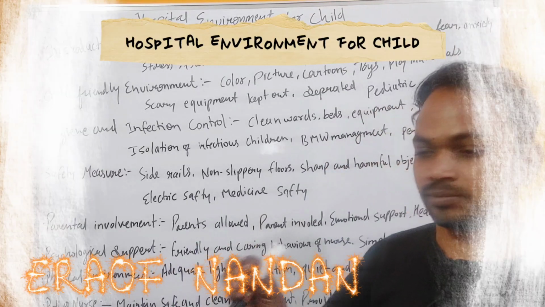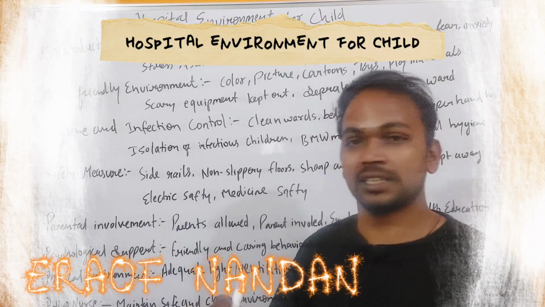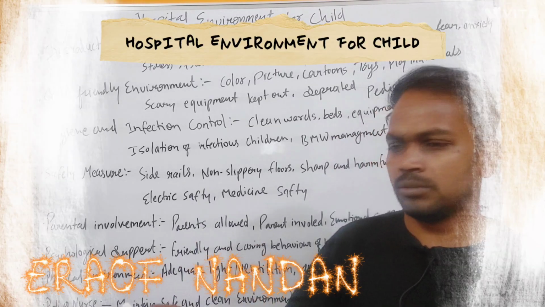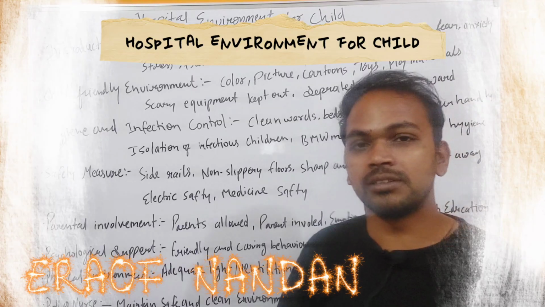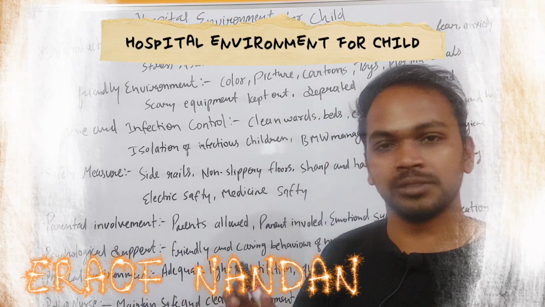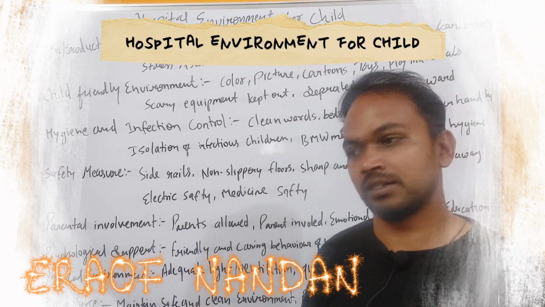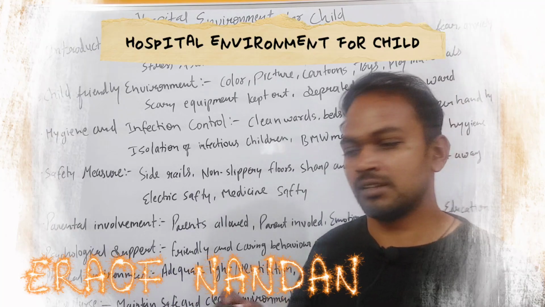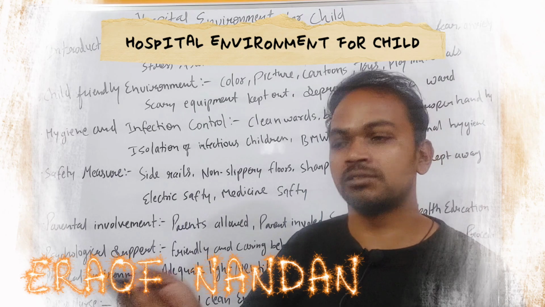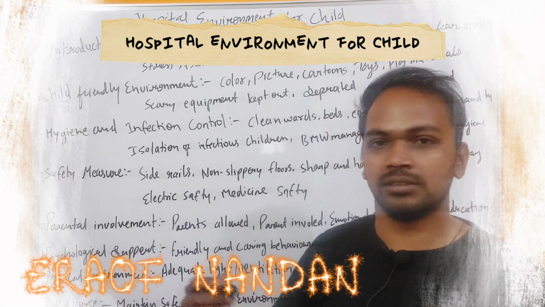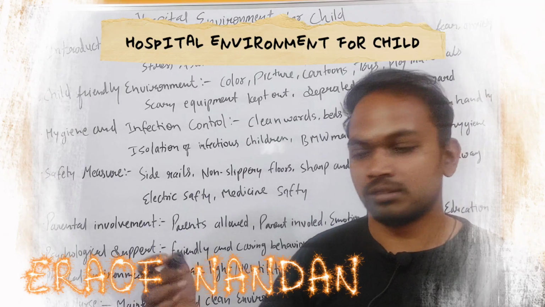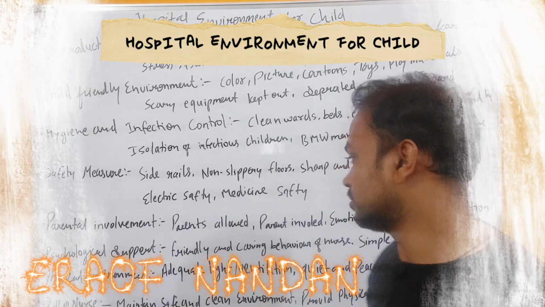Suppose a nurse has to give an injection. She has to ask the parents to communicate with the child and play with the child, so the boy is busy talking with the parents, and the nurse gives the injection. It's a kind of play therapy, or a kind of diversional therapy, which directly diverts the consciousness of the child.